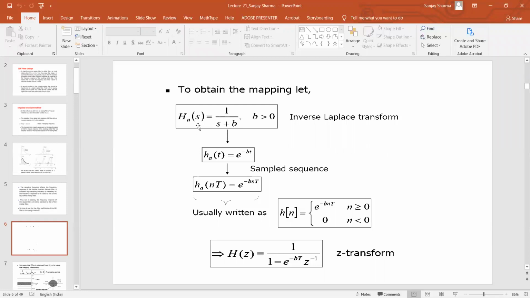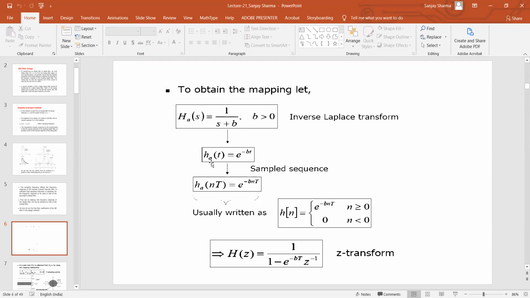we are given the system transfer function in the analog domain, H(s). Usually you will be given this type of system function in the s domain, which describes the analog filter. What we will do is first take the inverse Laplace transform and convert it into the impulse response in the time domain. Once we take the inverse Laplace transform, we get h(t) equal to e to the power minus bt. Now from here, we will take the sampled version.